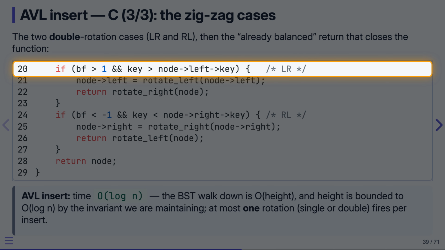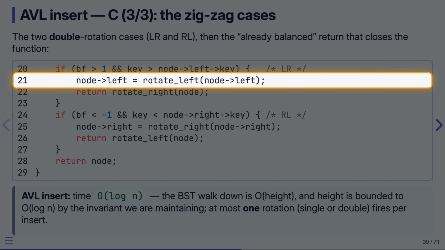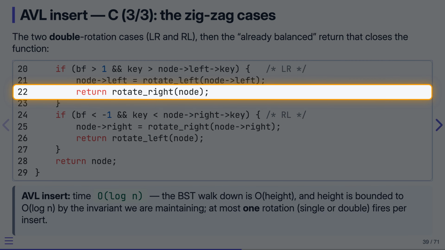Now the two double rotation cases. If the balance factor is greater than 1 but the key went to the right of the left child, that is left-right, the zigzag. First we rotate the left child to the left, which straightens the zigzag. Then we rotate this node to the right and return the new root.